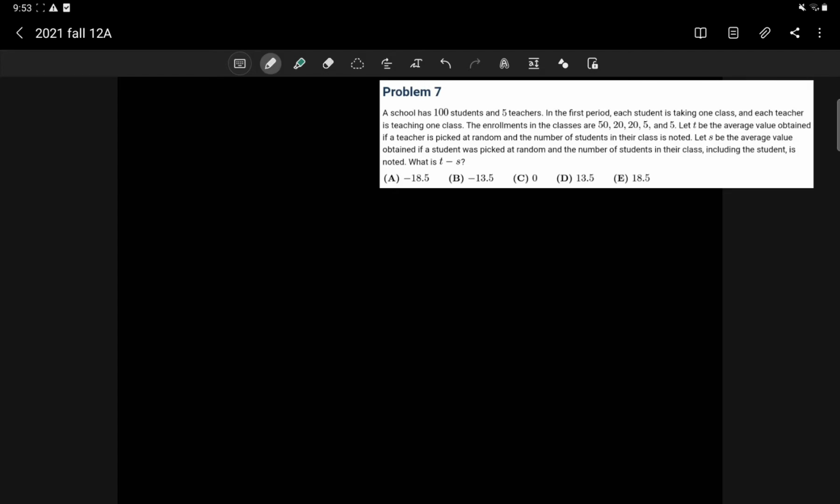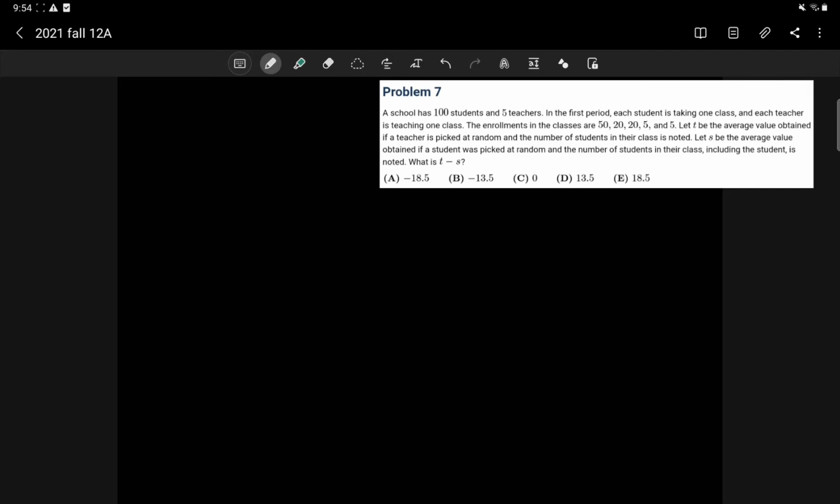The enrollments in the classes are 50, 20, 25, 5. Let T be the average value obtained if a teacher is picked at random, and the number of students in their class is noted. Let S be the average value obtained if a student is picked at random, and the number of students in their class, including the student, is noted. What is T minus S?